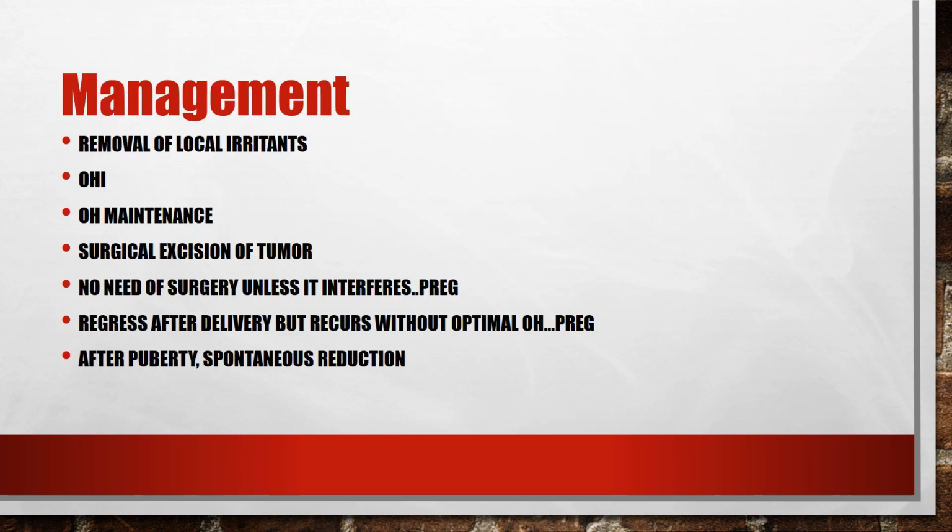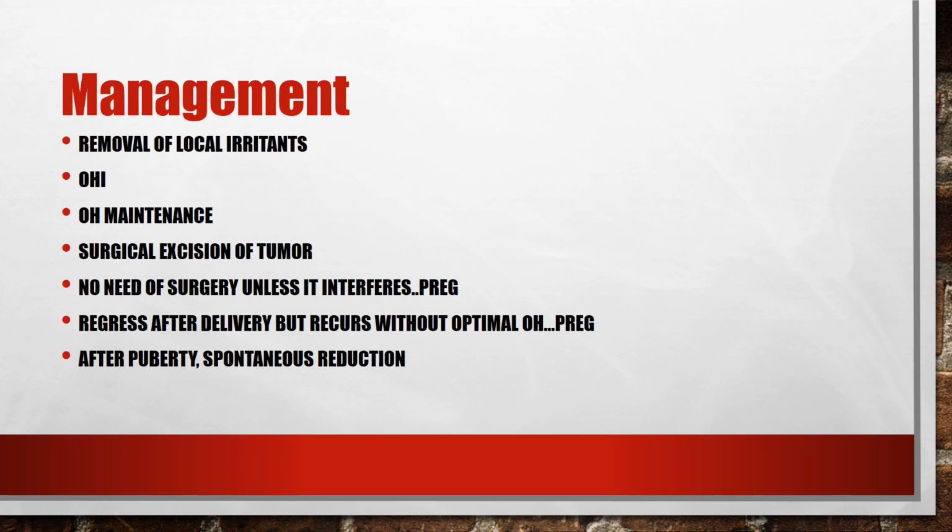Coming to the management of hormone associated gingival enlargement, the first causative factor should be removed, that is the removal of local irritants, followed by oral hygiene instructions and maintenance. In case of tumor-like gingival enlargement, whether it's pregnancy tumor or pyogenic granuloma, surgical excision of the tumor is the treatment. For the pregnancy tumor, there is no need of surgery unless it interferes with speech or normal function. It usually regresses after delivery, but it recurs without optimal oral hygiene maintenance. So oral hygiene maintenance is very important for subsiding this type of tumor-like enlargement.